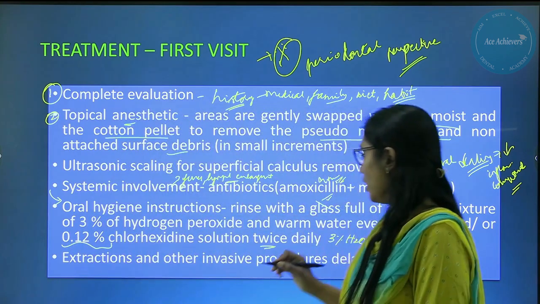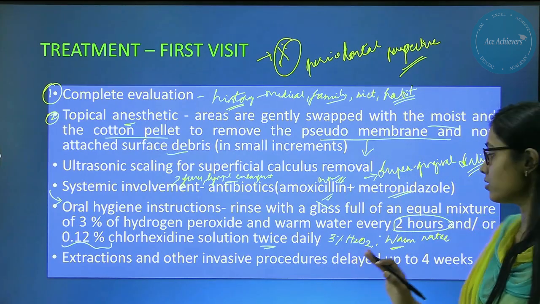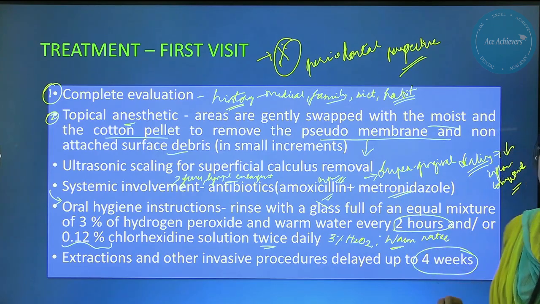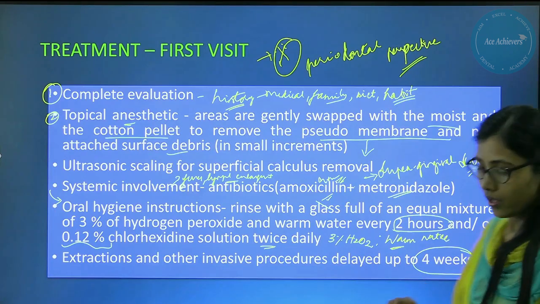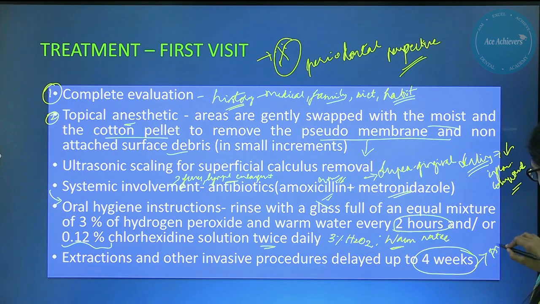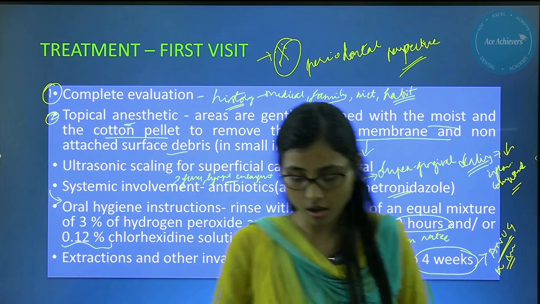One thing you have to remember in the management of ANUG patients is to delay all other invasive procedures like extractions. Because these patients are more susceptible to infections, these kinds of invasive procedures have to be delayed for at least 4 weeks.